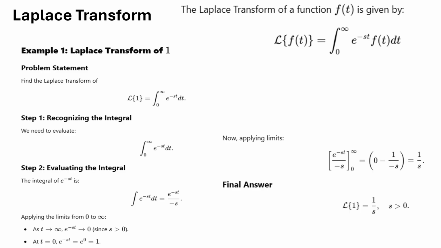If you put in the limit, then e to the power minus infinity is 1 divided by infinity, which is equal to 0, and minus e to the power 0, which is 1, divided by minus s. So finally we get the Laplace transform of the function f of t equal to 1 as 1 by s. It will be defined for s greater than 0 only.